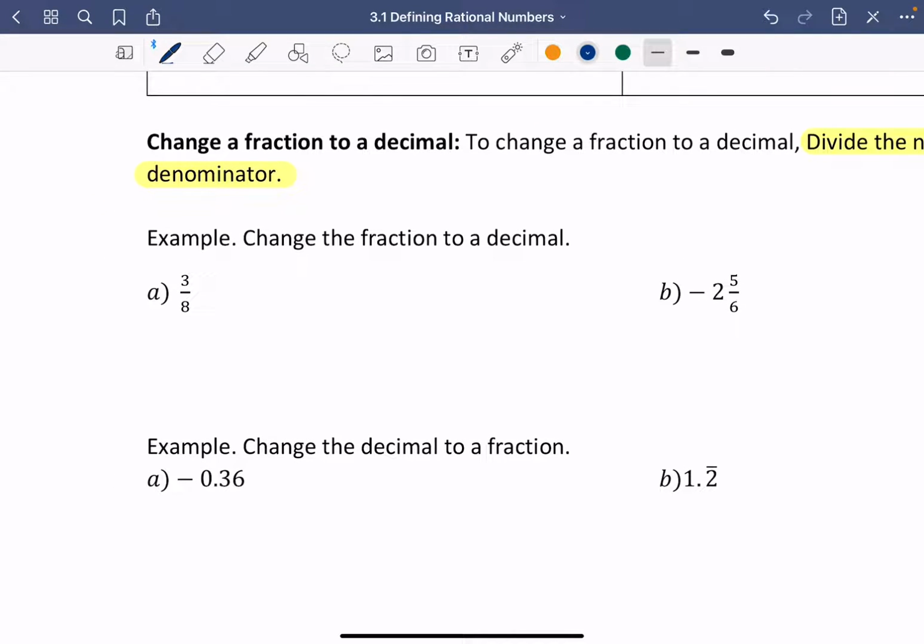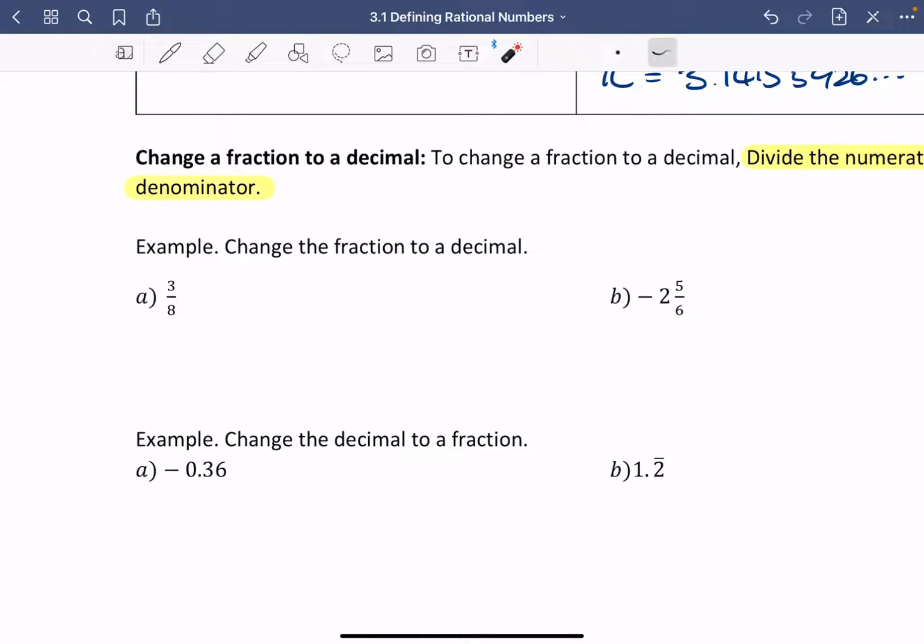And so for example, the first one we have here is 3/8. If I want to change it to a decimal, I'm going to divide the top by the bottom. To use long division, you put the denominator, the bottom number, out here, and then the top number goes inside. So 3 is not divisible by 8. 3 is not enough, so I'm going to add a 0 here. So 30 is enough.